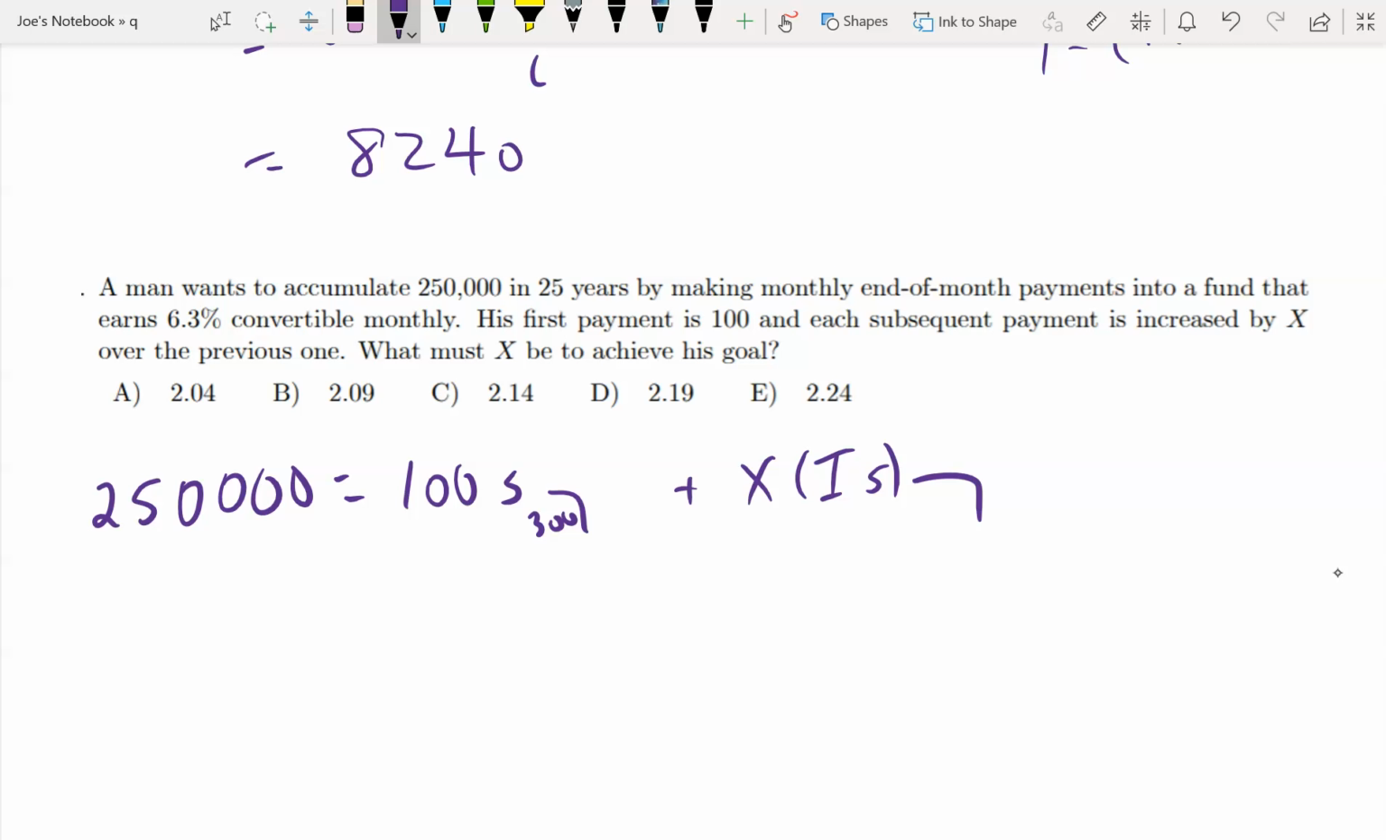How many of the payments do we have for the X? 300 minus 1. Yeah, 300 minus the first one, right? It says the first one's 100 and then increases by X each time, right? So there's only going to be 299 payments of X here. Will you agree? So it says the first one is 100 and then it's increased by X. Do we see that? And at this point, it's just a matter of plugging into the formulas.